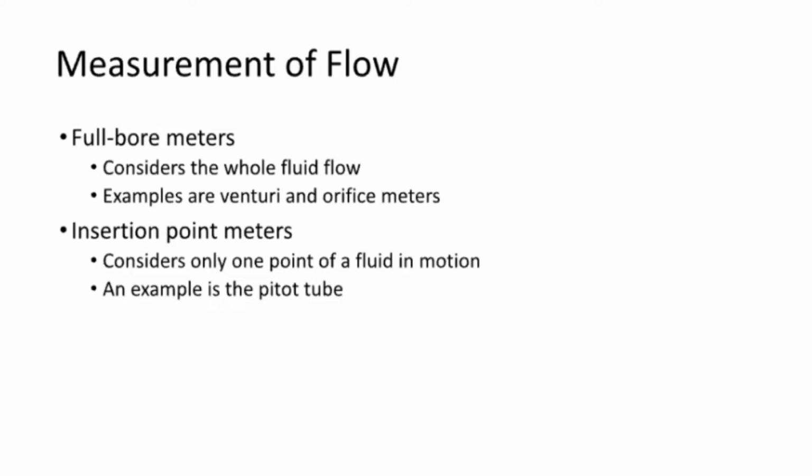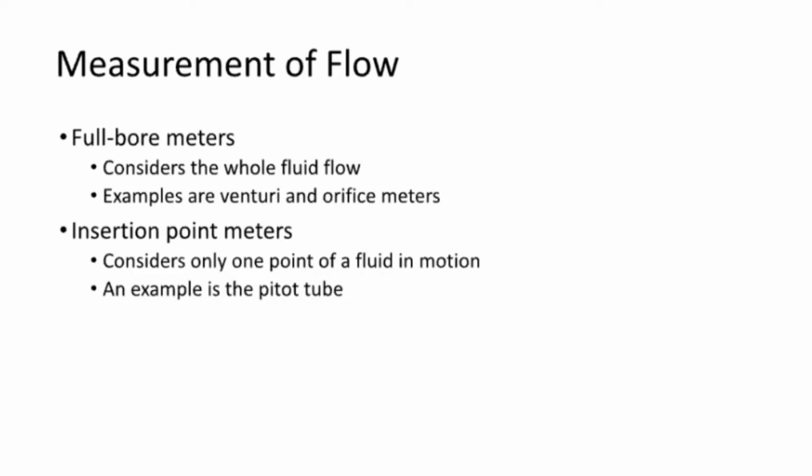We will be discussing the two most commonly used types of flow meters, namely the full bore meters and the insertion point meters. When we say full bore meters, these are the flow meters that consider the entire fluid flow, meaning to say that all of your fluid would pass through the flow meter in order to register its velocity or its volumetric flow rate. Examples of these full bore meters are Venturi meters and Orifice meters. We will be deriving the governing equations for these two meters later.